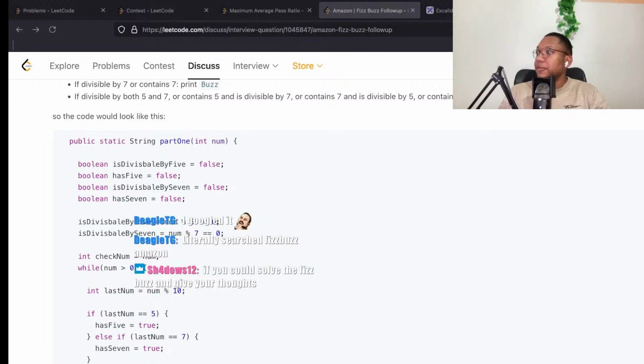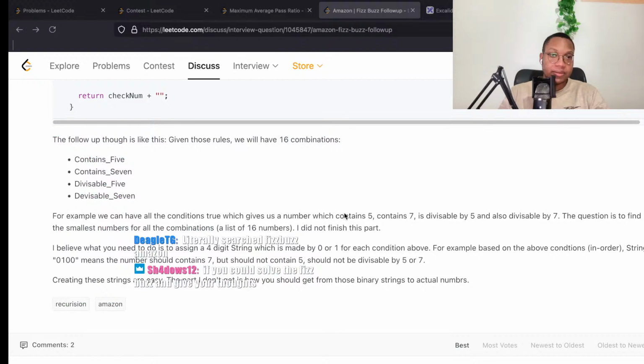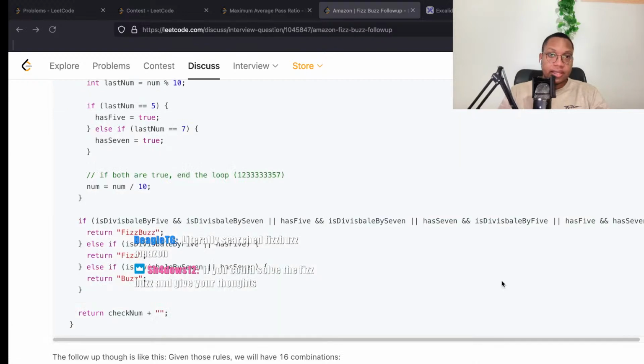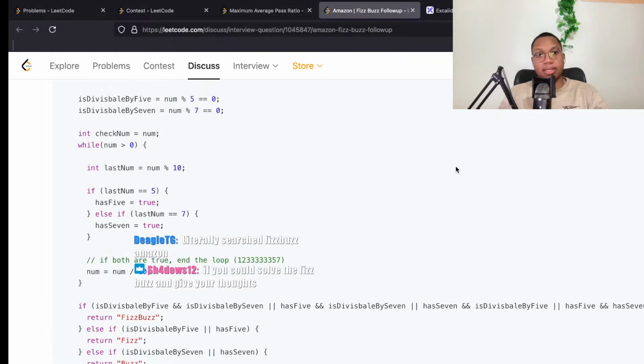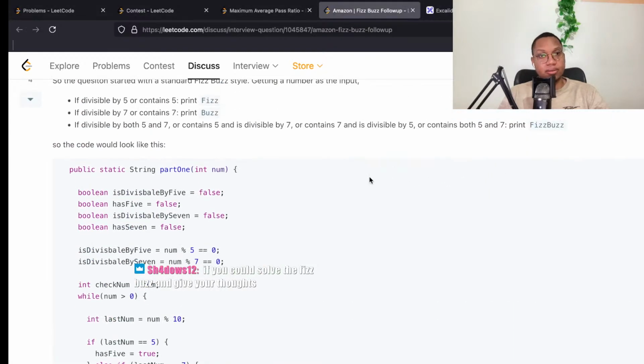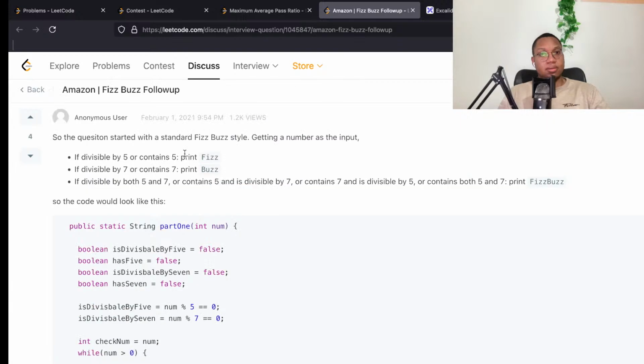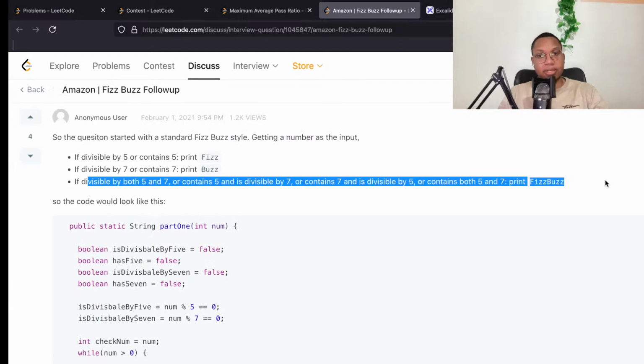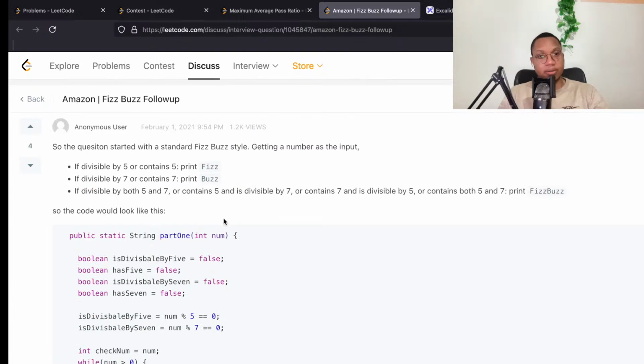If you could solve Fizzbuzz and give your thoughts. I mean, I don't know. This seems like probably a really easy problem. And I guess it's testing your ability to write clean code. I probably wouldn't even write it like that though, but I would just write a ton of if statements.